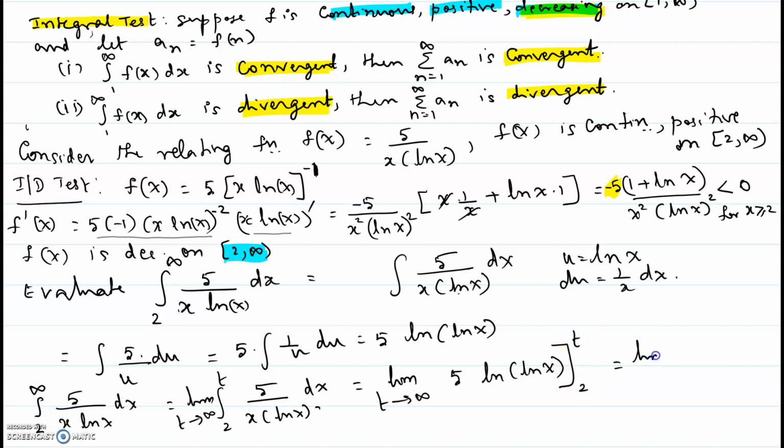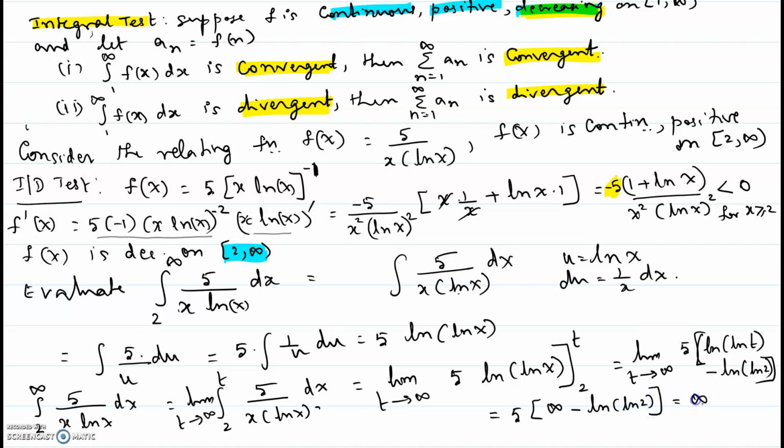So it will be the limit as t approaches infinity of 5 times, now if you apply the upper limit and the lower limit, ln of ln t for the upper limit, minus ln of ln 2 for the lower limit. So when t approaches infinity, the first part ln of ln t will be infinity, and then ln of ln 2, the second part, is after all a finite value. So it is 5 times infinity minus a constant, which is definitely infinity.